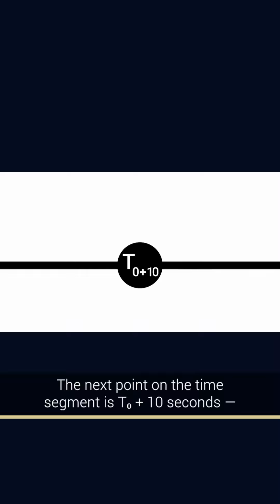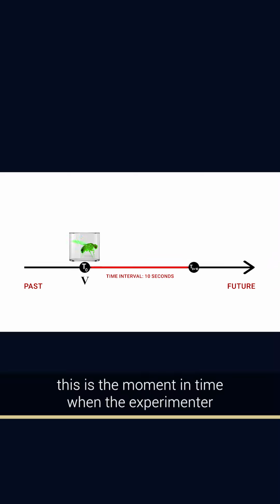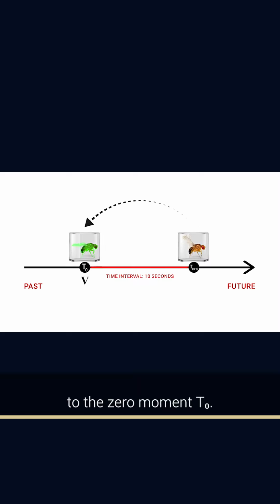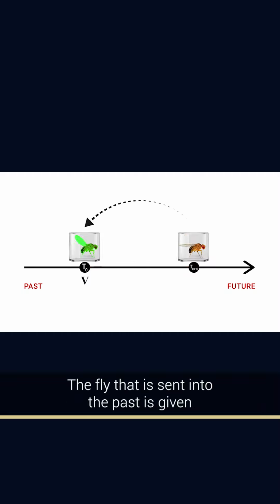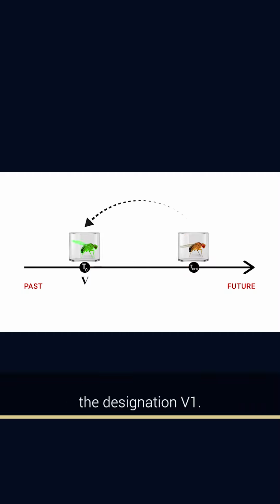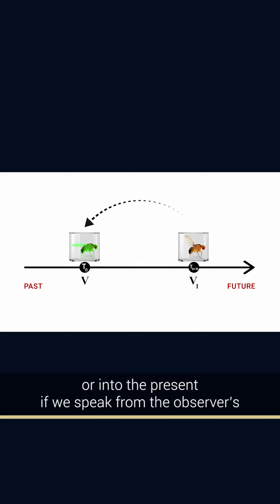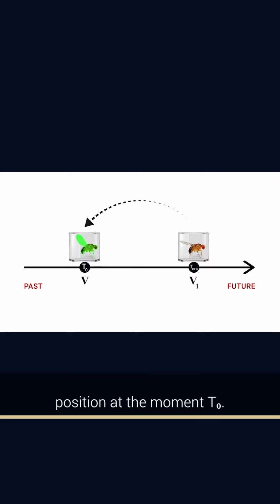The next point on the time segment is T0 plus 10 seconds. This is the moment in time when the experimenter decides to send the fly back into the past, to the zero moment, T0. The fly that is sent into the past is given the designation V1. V1 is an object that is, in fact, never seen by the observer, because it is what teleports from the future into the past, or into the present if we speak from the observer's position at the moment T0.